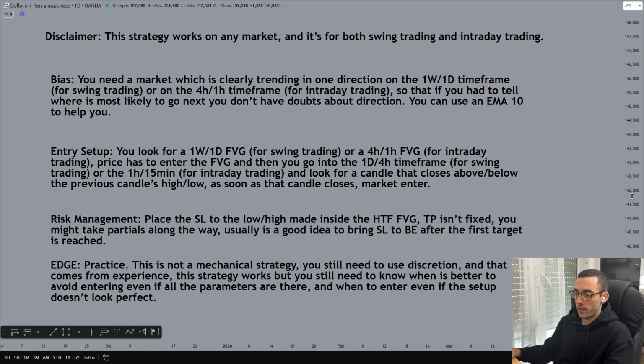This is not a mechanical strategy. You still need to use discretion, and that comes from experience. This strategy works, but you still need to know when it's better to avoid entering, even if all the parameters are there, and when to enter, even if the setup doesn't look perfect. This is the reality of trading. You cannot expect to copy and paste a strategy you found on YouTube and be profitable. You have to master the strategy.